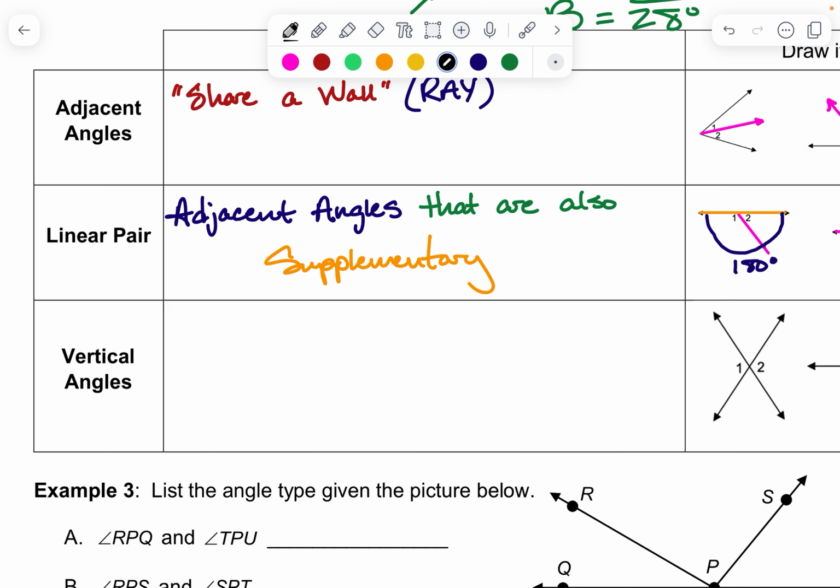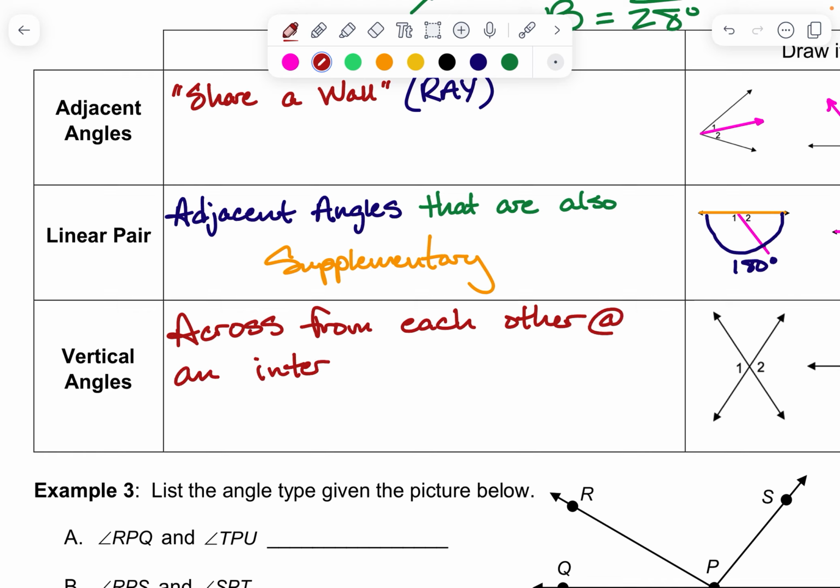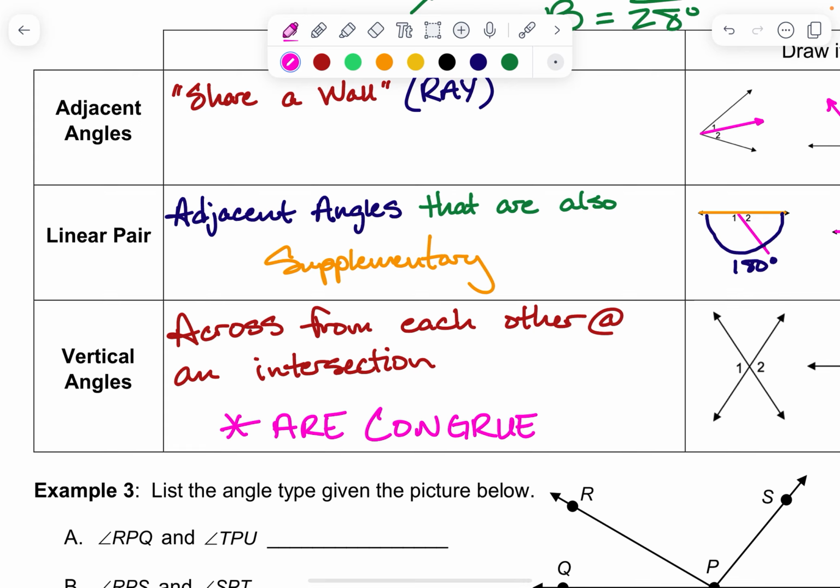Lastly, we've got vertical angles, angles that are across from each other. They're across from each other at an intersection. The important thing about vertical angles is they are congruent, which means same size, same shape.